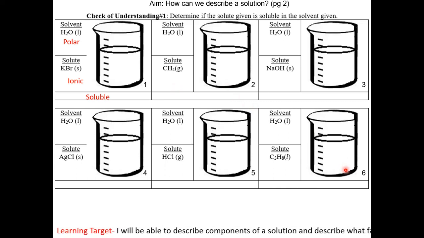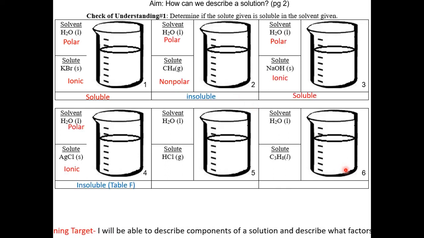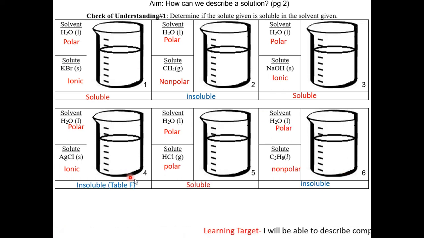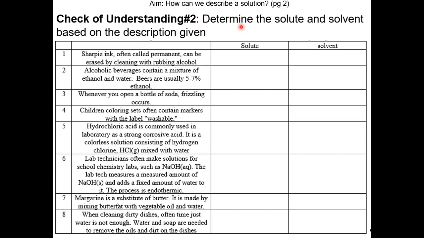Here are the answers. If we look at question 4, AgCl, which is an ionic compound, is insoluble in water if you look in Table F. Check of understanding number 2. Determine the solute and the solvent based on the description given. Pause the video and resume as completed. Here are the answers.